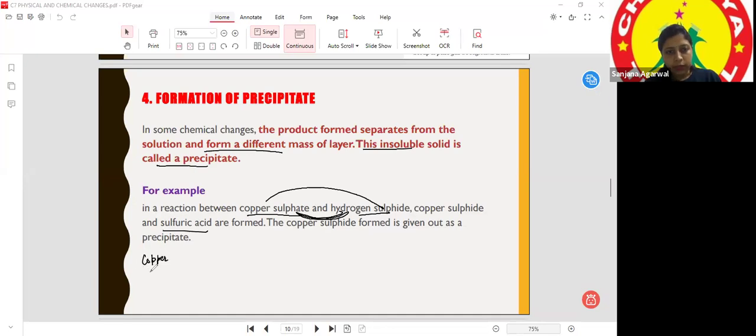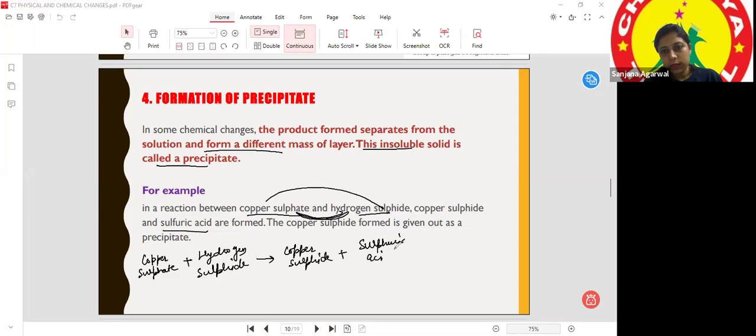Copper sulfate plus hydrogen sulfide gives out copper sulfide plus sulfuric acid. And this is the precipitate.